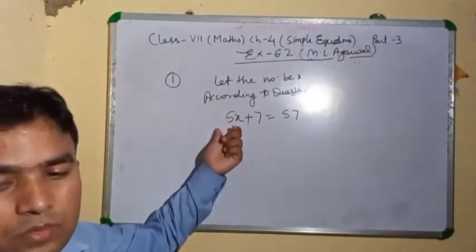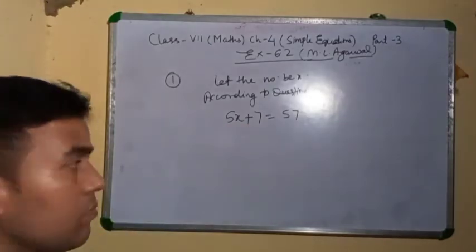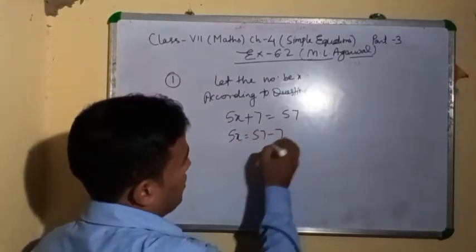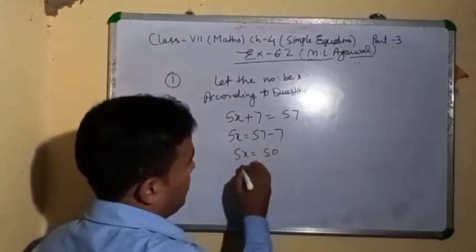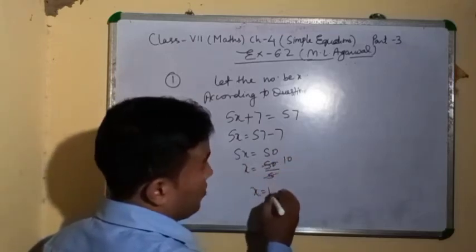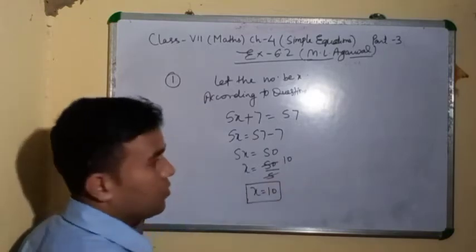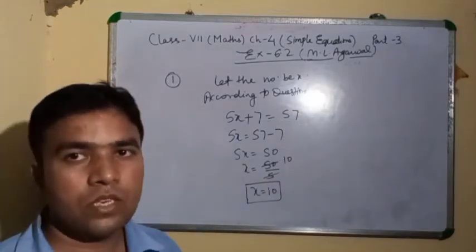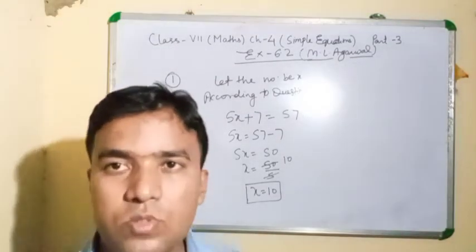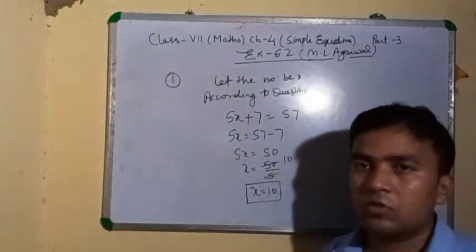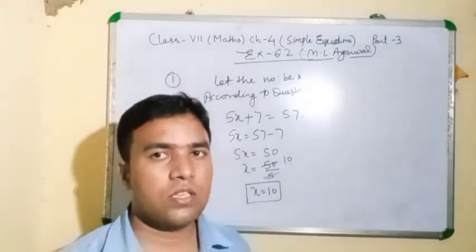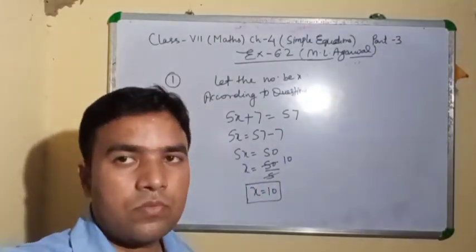If 7 is added to 5 times a number, clear? To find the value of x, 57 minus 7, 50, then x equal to 50 by 5, x equal to 10. Clear? Means in 6.2 you will make the equation and solution, both you will do, and in 6.1 only the equation is given, find the equation. Note down.